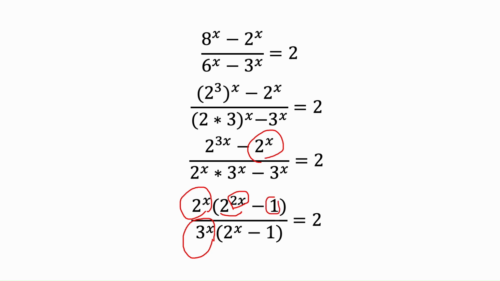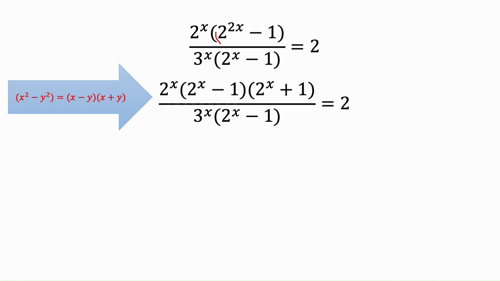And in the denominator, when we factor out 3 to the power x, we will have 2 to the power x. This is going to be this one. The 3 to the power x is going to be cancelled. And 2 to the power x is going to be cancelled. And we will have 1. Here we have 2 to the power 2x minus 1, and we can use this formulation.